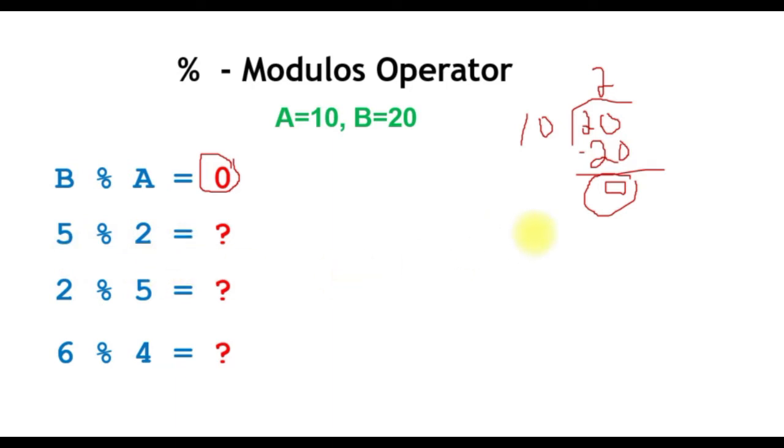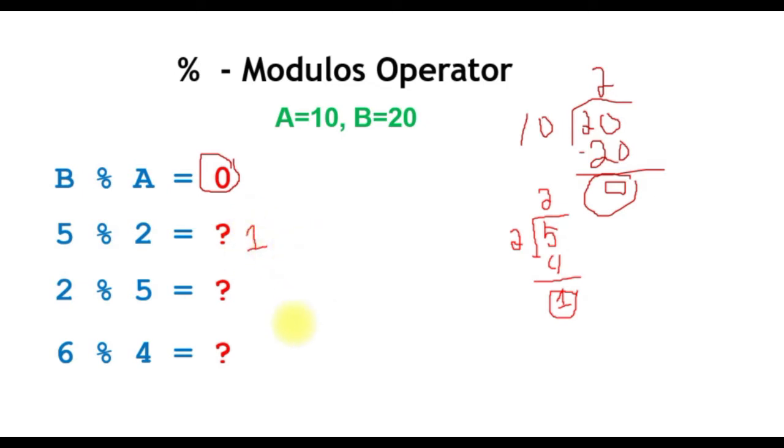Pag dinivide ko yung 5 sa 2, ilan ang naiwan? So, 5 divided by 2 is 2. Kasi nga, ilang 2 ang meron sa 5? Dalawa. 2 times 2 is 4. 5 minus 4 is 1. So, 5 modulo 2, the answer is 1.